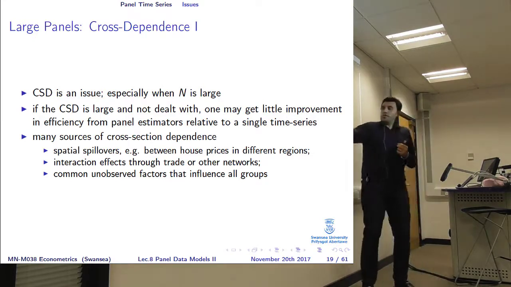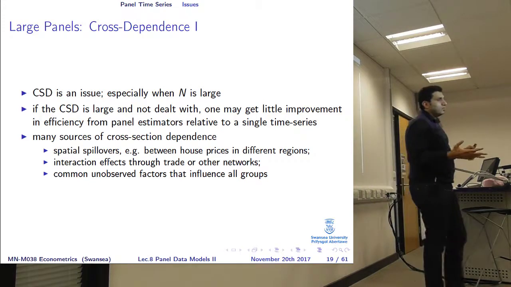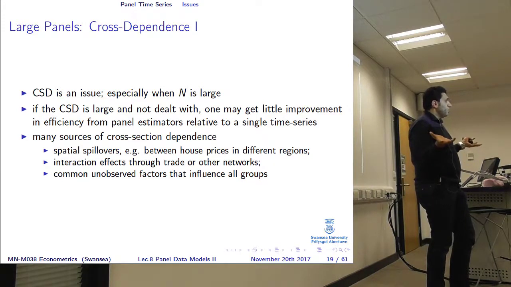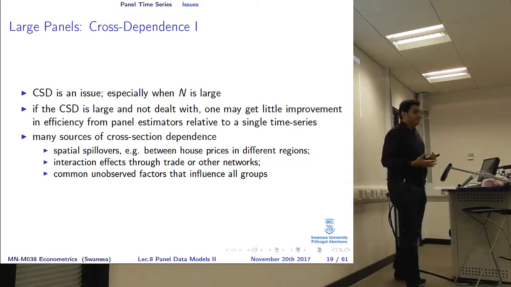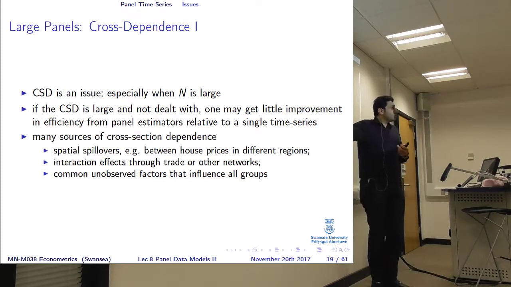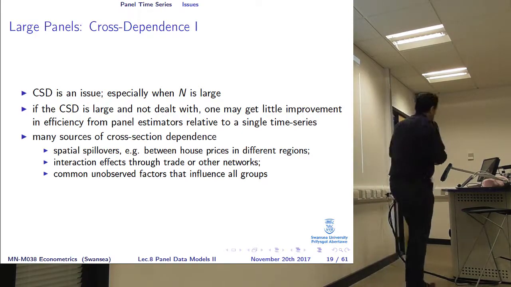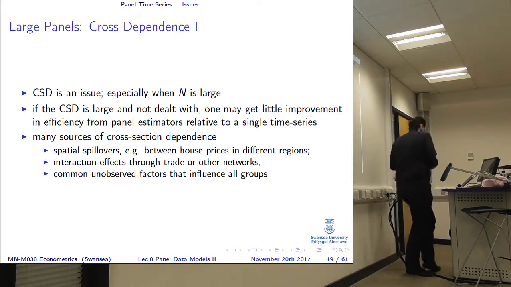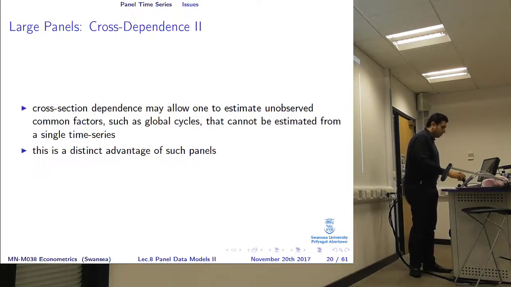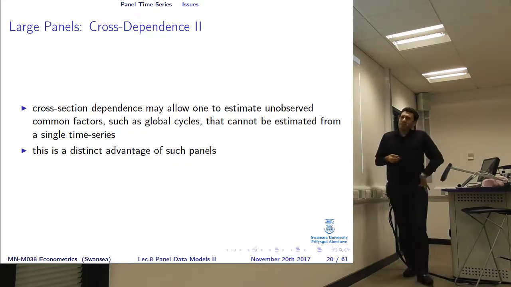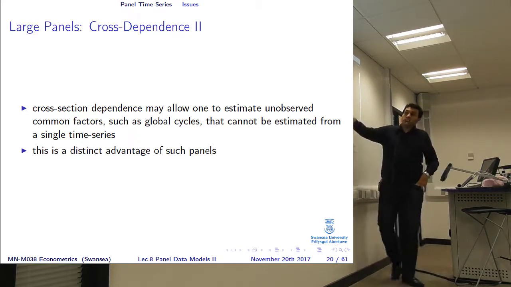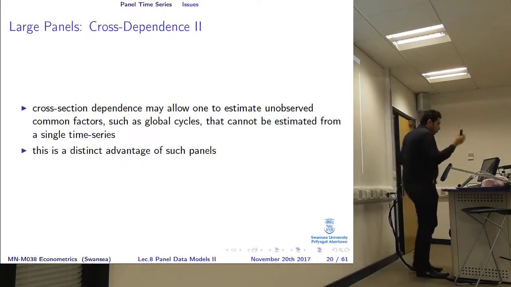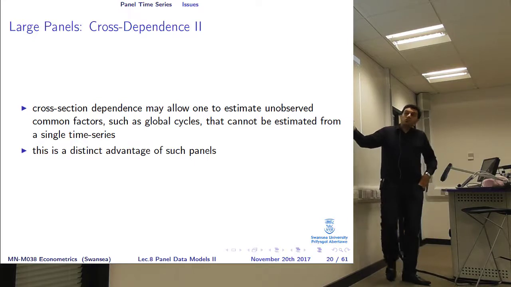Or there may be common unobserved factors, like the global financial crisis, something that hit all countries at the same time, or an oil price shock, which affects all economies at the same time. These are common global factors that affect all cross sections at the same time. This is something we need to account for when we model large panels. This can also be an advantage of having a large panel: cross-section dependence may allow you to estimate unobserved common factors, such as global cycles or global shocks, which we wouldn't be able to do with time series.